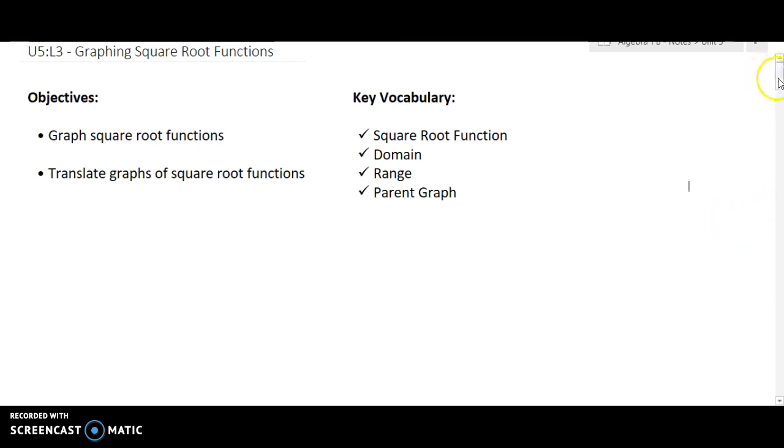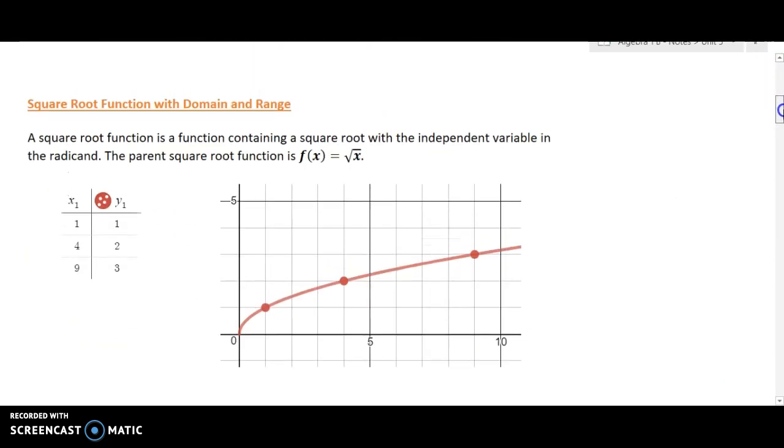So let's take a look at what a square root function is. A square root function is a function that contains a square root with the independent variable in the radicand, remembering that the radicand is the expression under the radical sign. The parent square root function is f of x is equal to the square root of x. So we remember from parabolas and quadratic functions that there is a parent function that is the most basic form of the function. And so here you see the parent function of a radical function, the square root function.